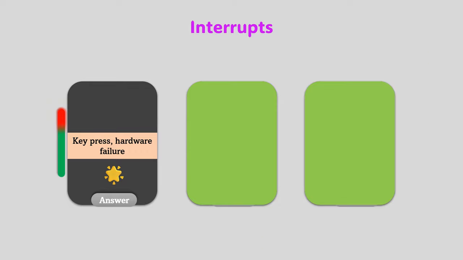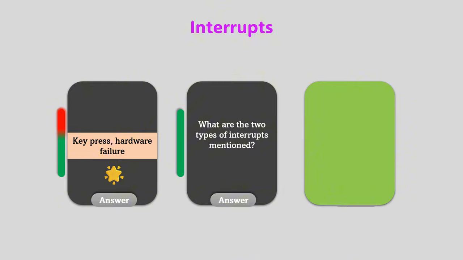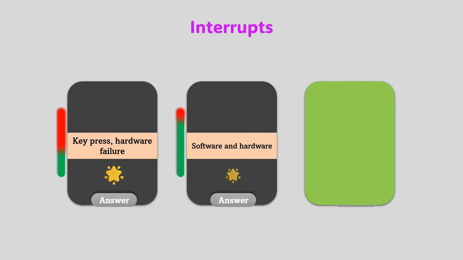Question number two, what are the two types of interrupts mentioned? So we have two types of interrupt. First one is the software interrupt and second one is called the hardware interrupt.